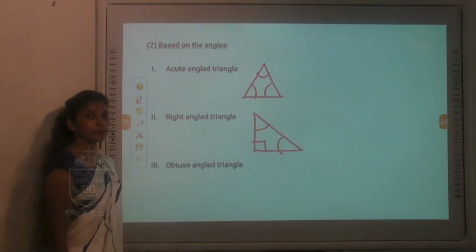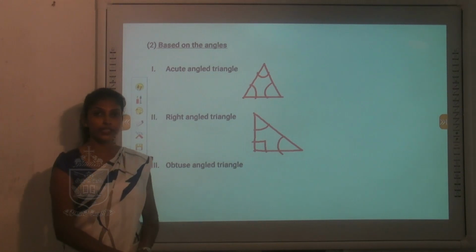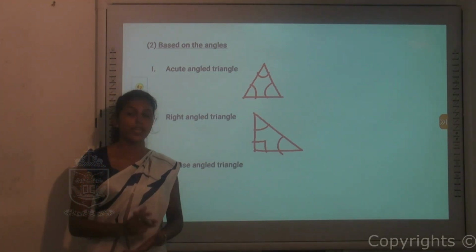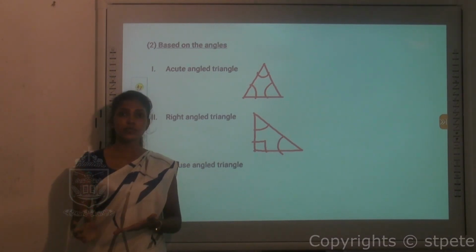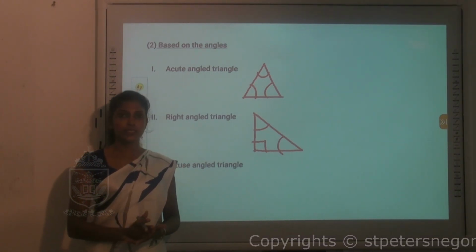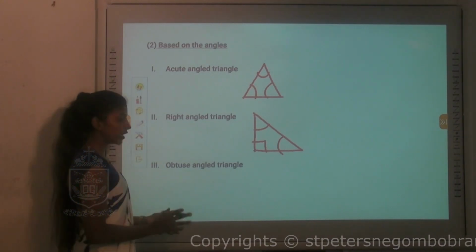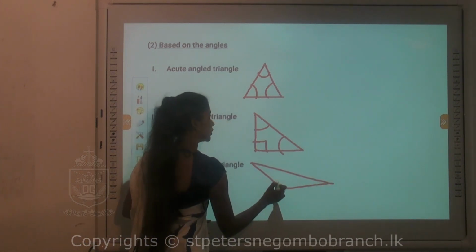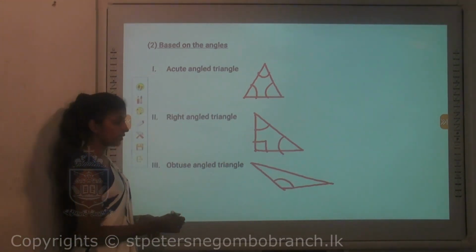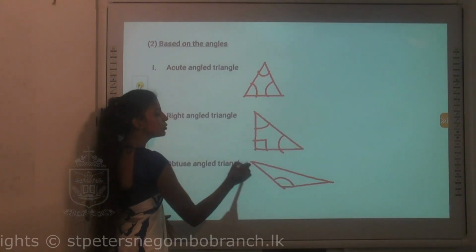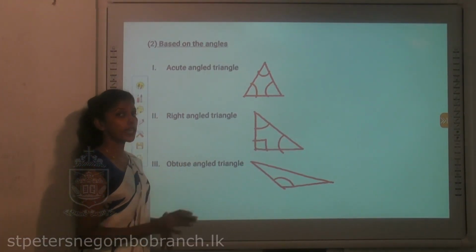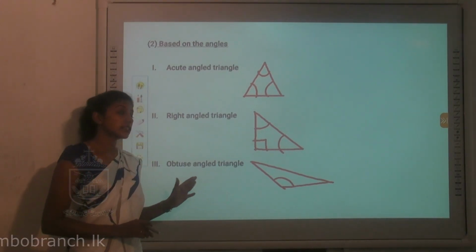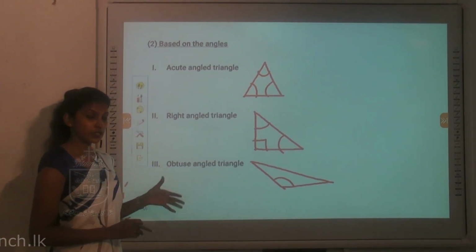The third type of triangle is the obtuse angle triangle. You know an obtuse angle means an angle greater than 90 degrees but less than 180 degrees. So an obtuse angle triangle is formed like this. There you have only one obtuse angle and the other two angles are acute angles, less than 90. So that is the classification based on the angles in a triangle.